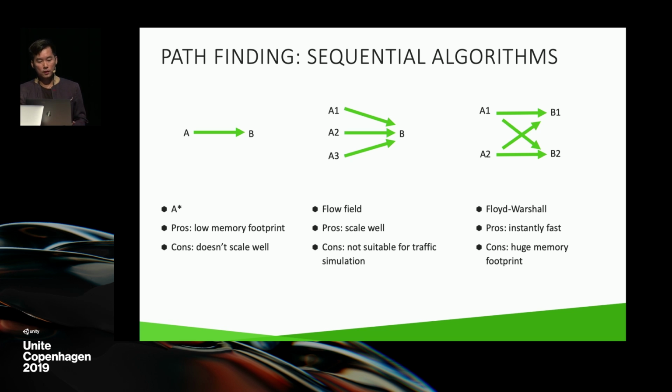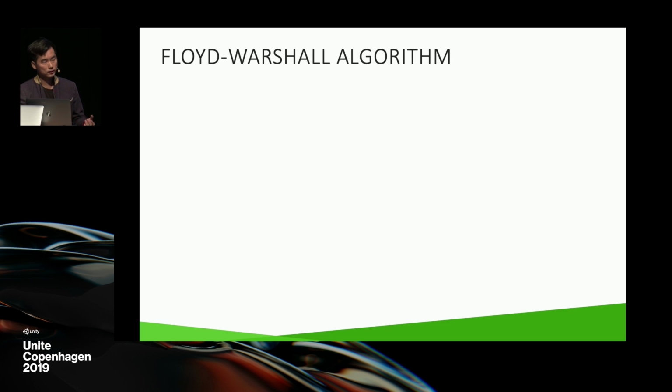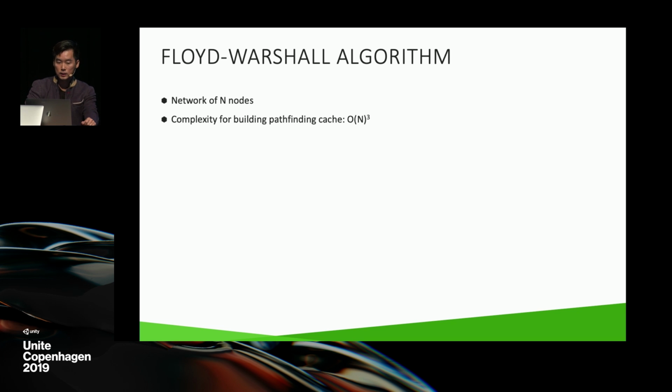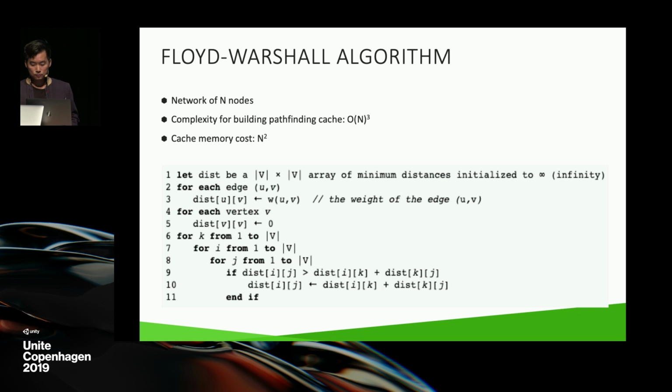So out of these three algorithms, only the last one looks suitable for the problems we have. However, it has big memory issues. First, I will recap this algorithm. Let's say we have a network of n nodes. For this algorithm, the complexity for building the cache is n to the power of 3, which is very, very expensive. The cost of the cache memory is n to the power of 2, which is also expensive. And this is the pseudocode. It's actually quite simple to implement, basically just three for loops. And then you get the cache.